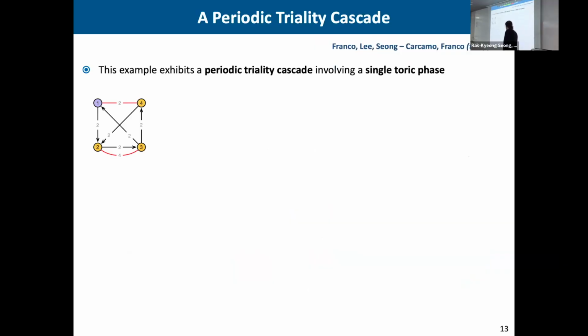And this is nice because it has a periodic triality cascade. So this is a sequence of trialities that gives you basically the same quiver, right? So you can see it very easily.